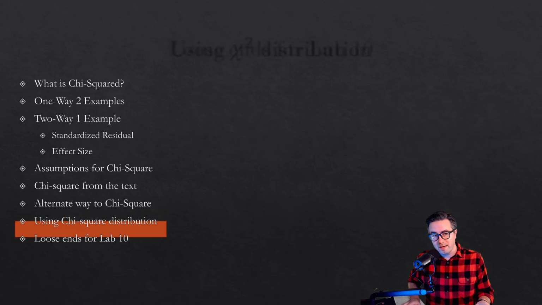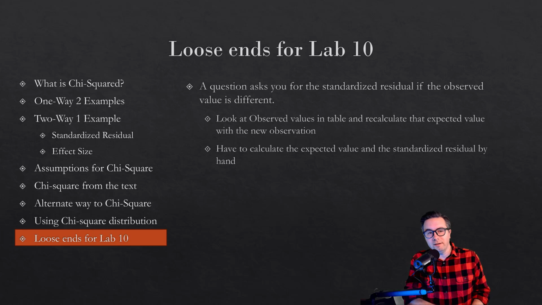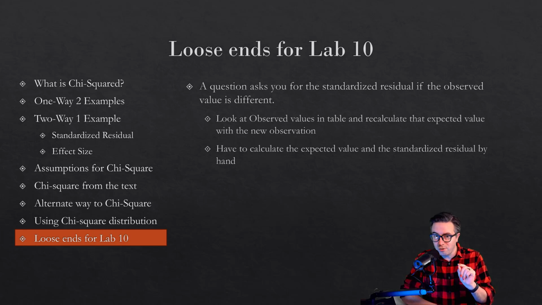Now the last thing I need to talk about is a question that asks you for the standardized residual if the observed value is different. What you need to do is look at the observed values on the table and recalculate the expected values with that new observation. Then you have to recalculate the expected value and the standardized residual by hand using the formulas that we've talked about previously.